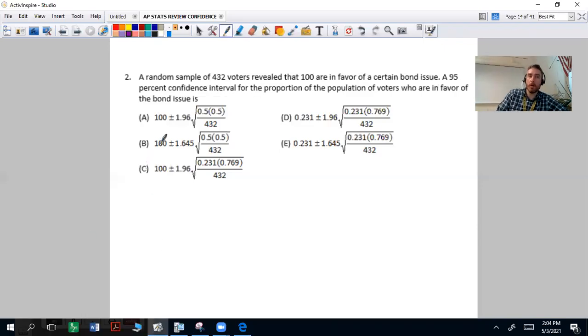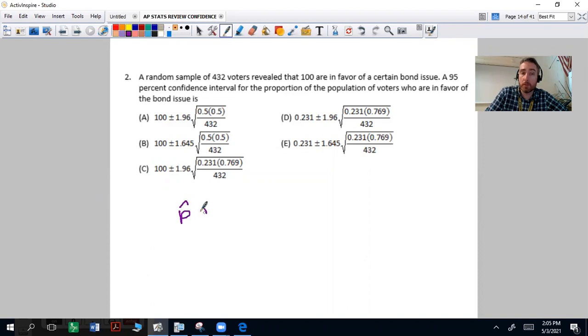Question number 2. A random sample of 432 voters reveals that 100 are in favor of a certain bond issue. A 95% confidence interval for the proportion of the population of voters who are in favor of the bond issue is... Confidence intervals for proportions look like this.